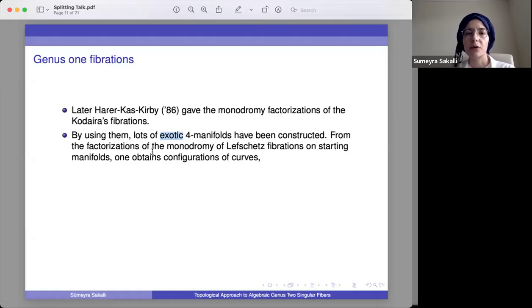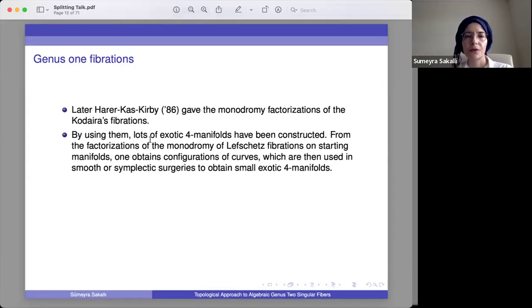We are interested in constructing exotic four-manifolds related to big open problems in the area. And by using the work of Harer, Kas, and Kirby, so many people constructed exotic four-manifolds. Basically, when you start with the monodromy factorizations on your manifolds, out of that algebraic information, you can pass to geometry. You can obtain the configurations of curves by just looking at those factorizations. You are able to draw your configurations. And then you use those configurations in your surgeries, either smooth or symplectic surgeries.